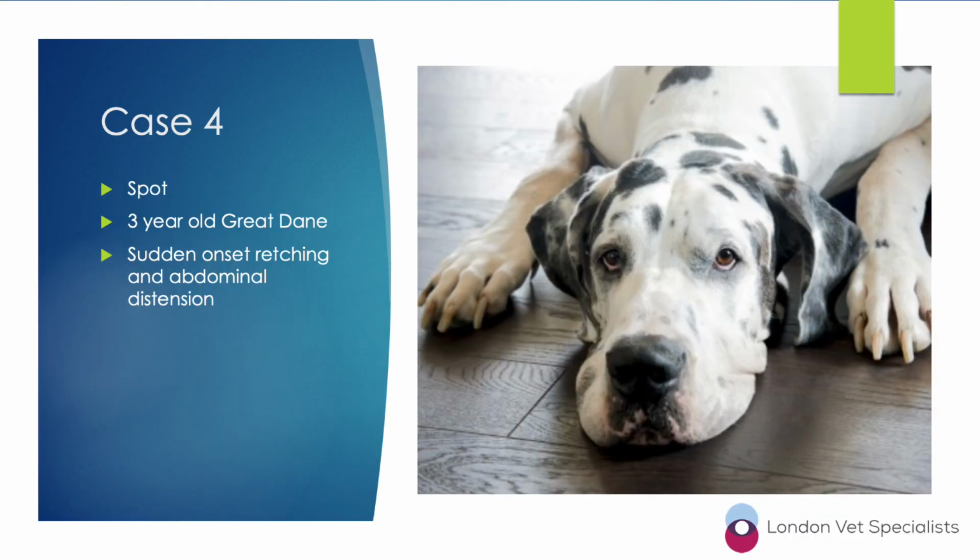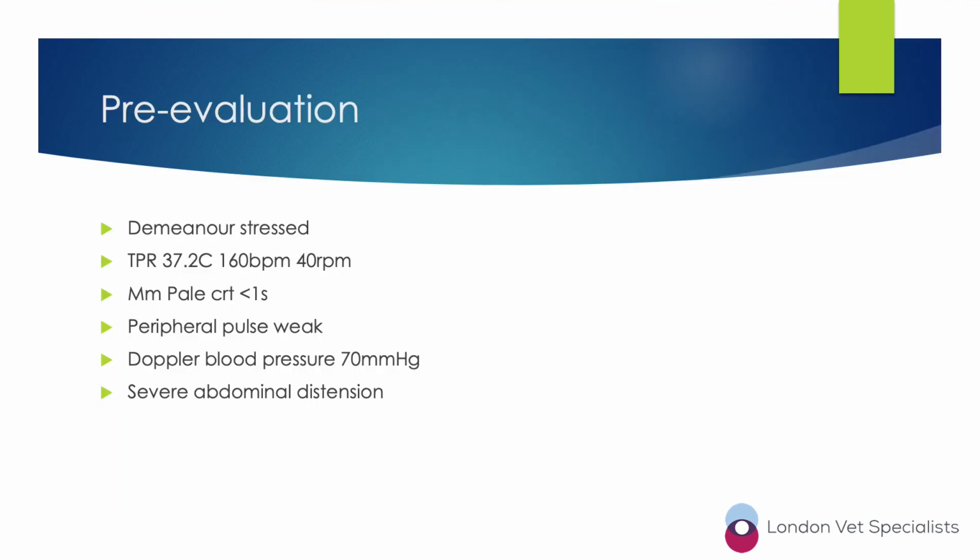Moving on to something which is again commonly seen in first opinion practice, and we have Spot, a 3-year-old Great Dane who has a sudden onset of retching and abdominal distension. He has been rushed to the vet as he's trying to vomit, but he's not been productive. So he's very stressed, he's tachycardic, mucous membranes are pale, poor pulses, low blood pressure, similar to the presentation from the previous cases, but the emergencies do tend to present in this way.